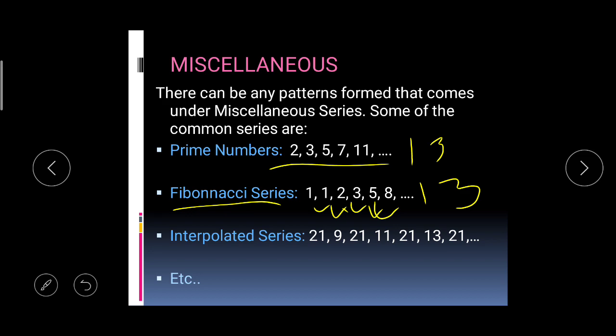Okay, the third type of series, the interpolated series. A very interesting series. Let's read the series; even by reading you can understand what I mean by interpolated series. 21 9, 21 11, 21 13, 21 and what, right? After every term we see 21 is there. So let's remove this 21 and see what the pattern is. If I remove 21 from the series, what is the series now? 9, 11, 13. The difference is 2, again 2, right? So the next term is 15.